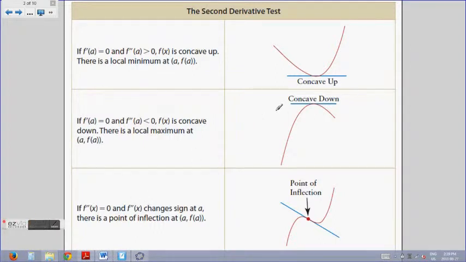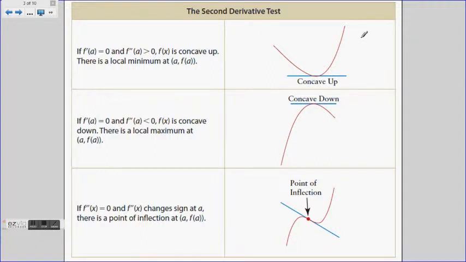One way that I like to remember this is that if my second derivative is positive, concave up, smiley face. If I have a negative second derivative, I have a frowny face. So that helps me to remember. When that happens, I'm eventually going to be able to find a local minimum and a local maximum, right there.